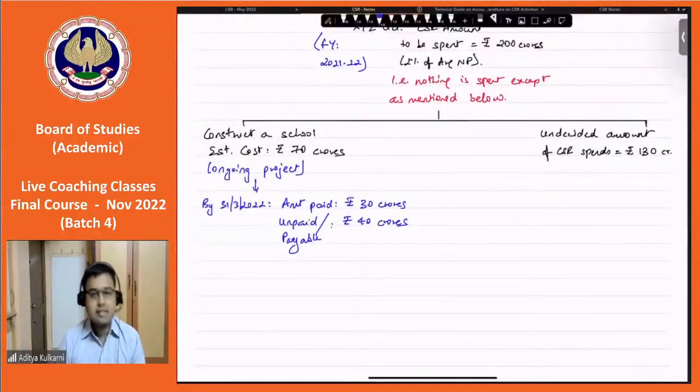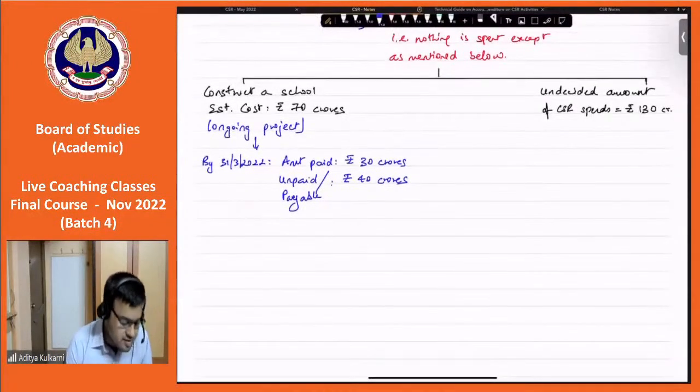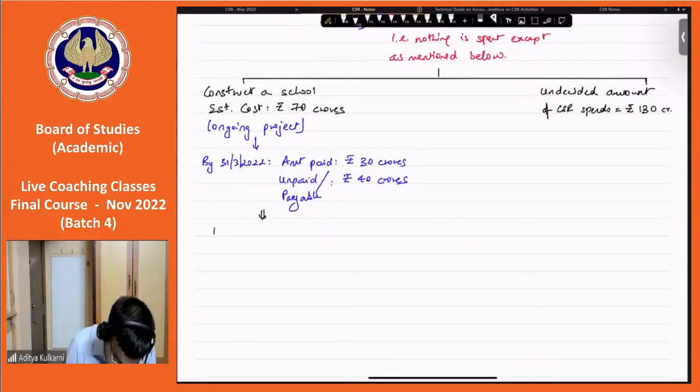So what the section tells us, if you have an ongoing project, the lawmakers understand that some projects will not be completed within one financial year. So they understand that fact. And then they say that if this is the case, then transfer the balance rupees 40 crores to an escrow account.